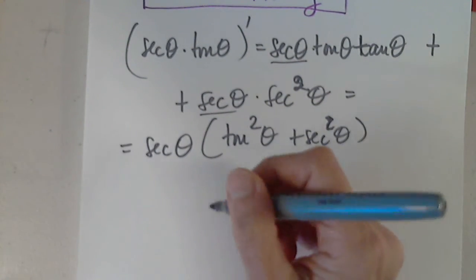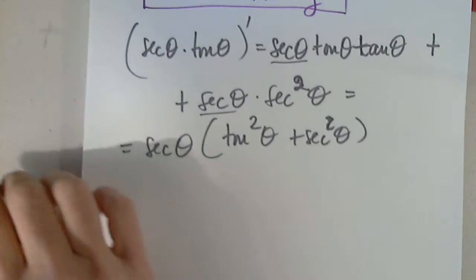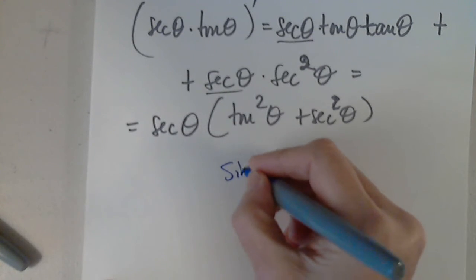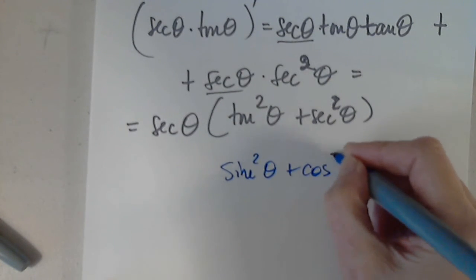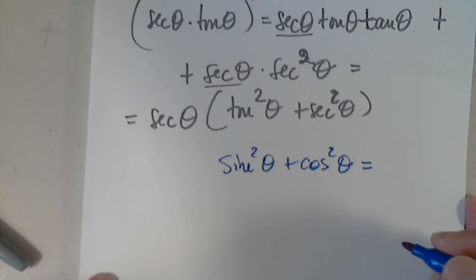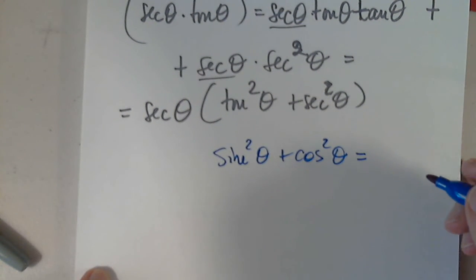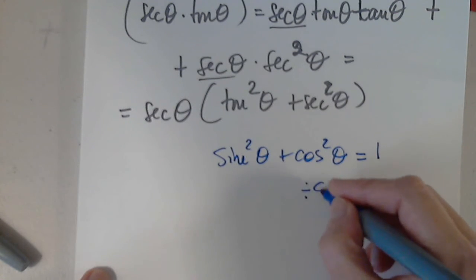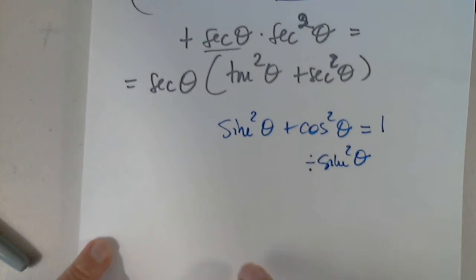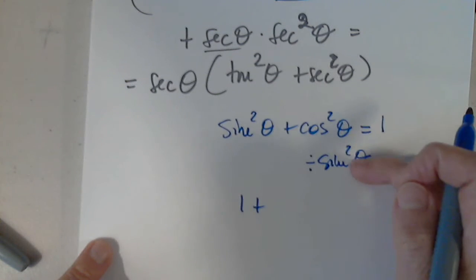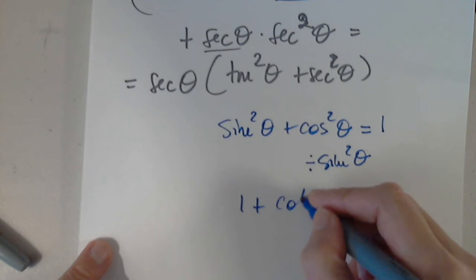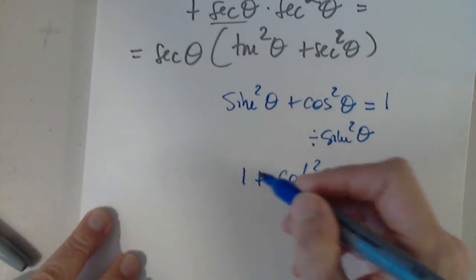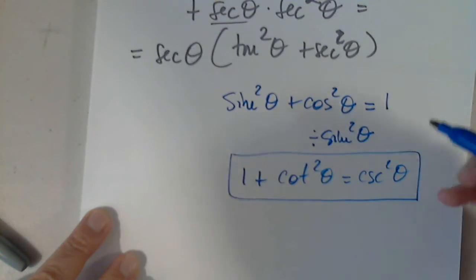I recommend, these are very important identities, so let me refresh your memory on three identities. Sine squared theta plus cosine squared theta. Does anyone remember what this equals? 1. Excellent. Now remember, it's very easy. If you divide both sides by sine squared, you will get 1 plus cosine over sine, which is cotangent squared, equals 1 over sine, which is cosecant squared. And this is an important identity coming out of this one.